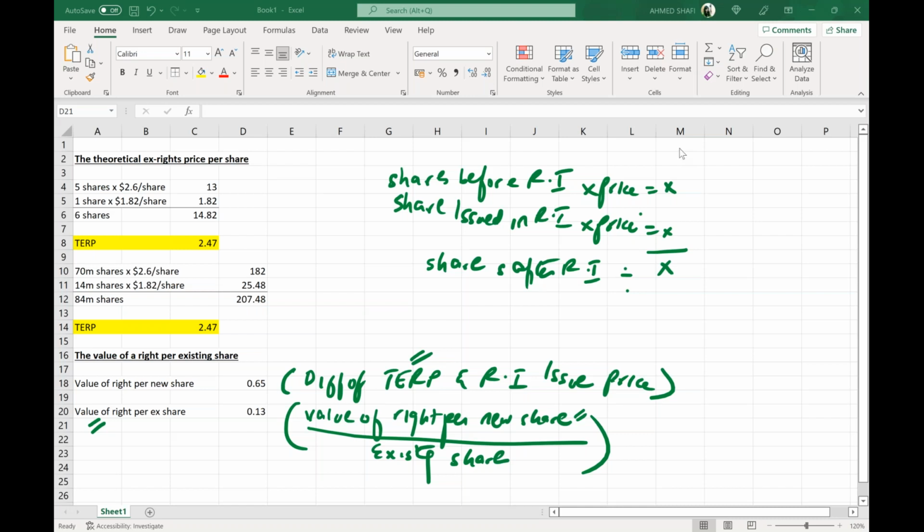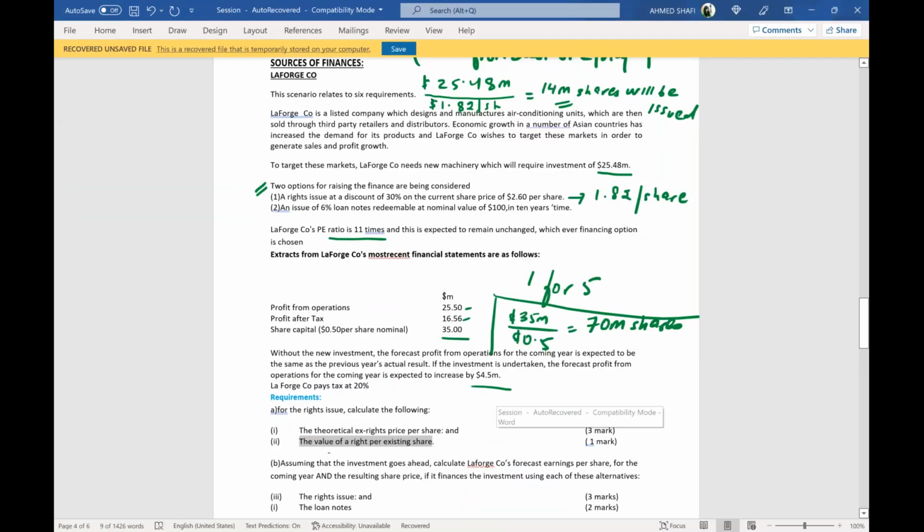Okay, so basically, there were some students who joined late and they missed a particular portion. That's why, for them to understand the latter part of the question as well, I need to repeat it quickly. Now, please pay attention. The question is, Laforge is a listed company which designs and manufactures air conditioning units, which are then sold through third-party retailers.